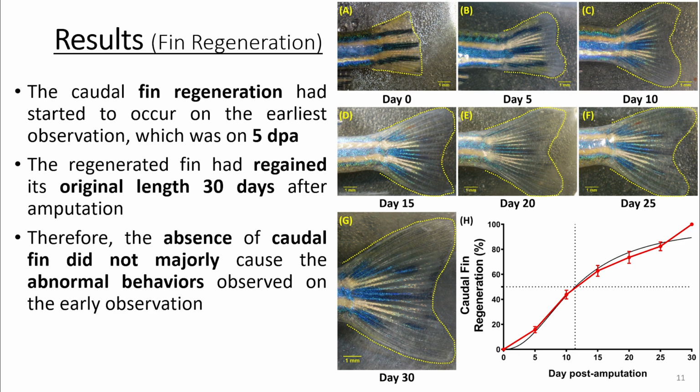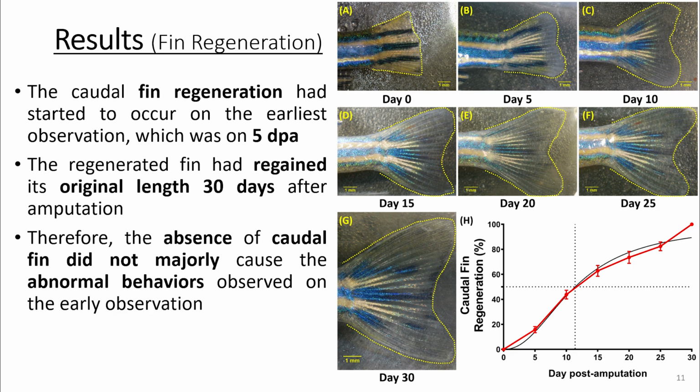From the results, the caudal fin regeneration had started to occur on the earliest observation, which was on 5 dpa, as the whitish stripe of tissue had emerged and enlarged beyond the amputation site. Then, on 10 and 15 dpa, the new tissues persisted at the distal area of outgrowth, while in the proximal part, the white tissues had progressively pigmented and re-differentiated into the mature fin fold.